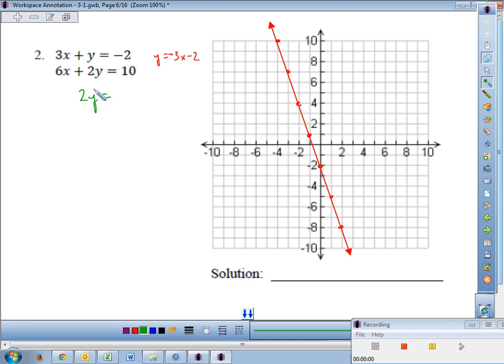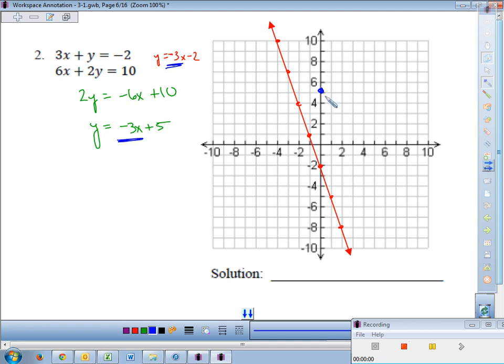The second guy, time to put it in slope-intercept form. I get 2y equals -6x plus 10. Divide everything by 2. That'd be y equals -3x plus 5. And I can tell with my experience that these lines have the same slope, and they have different y-intercepts also, so they're going to be parallel lines. So I know they're not going to intersect, but I still got to graph the line anyway.